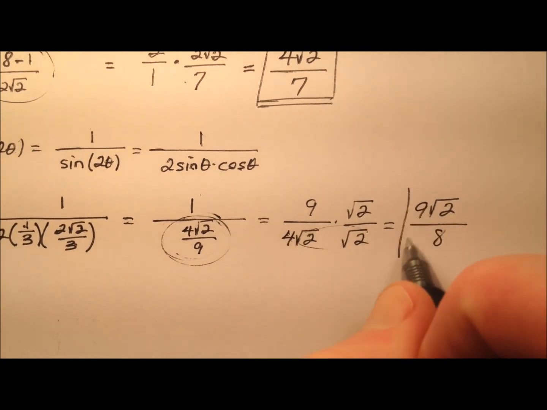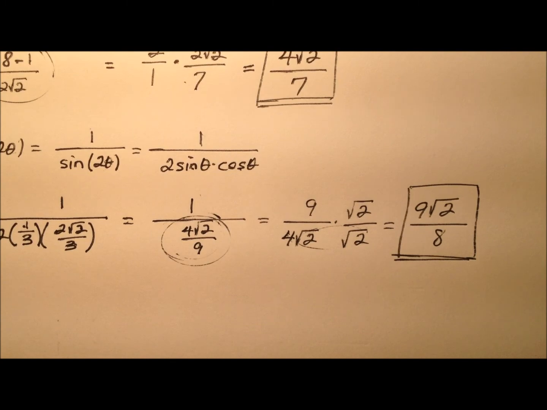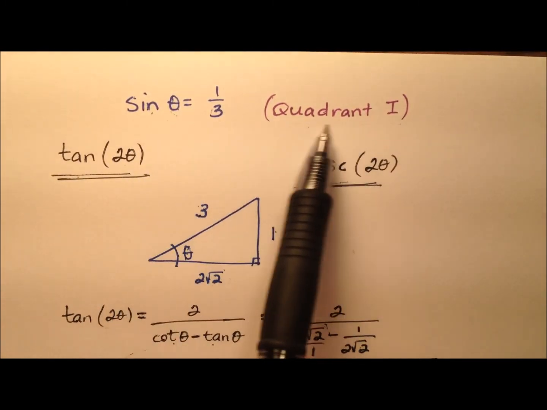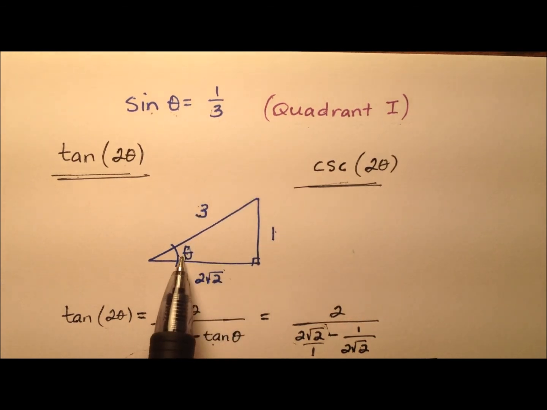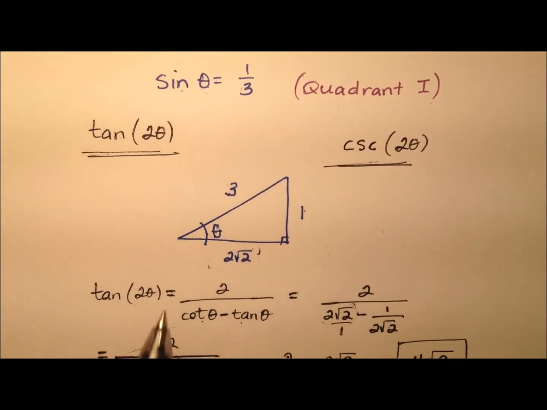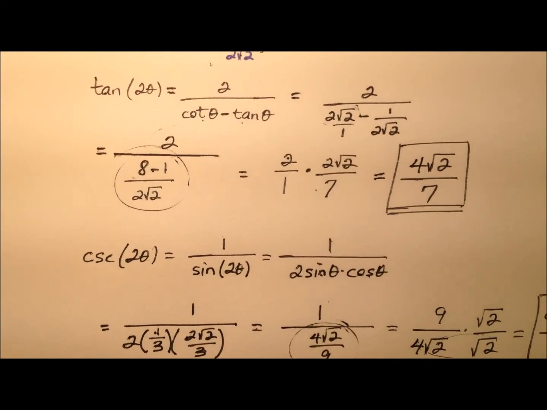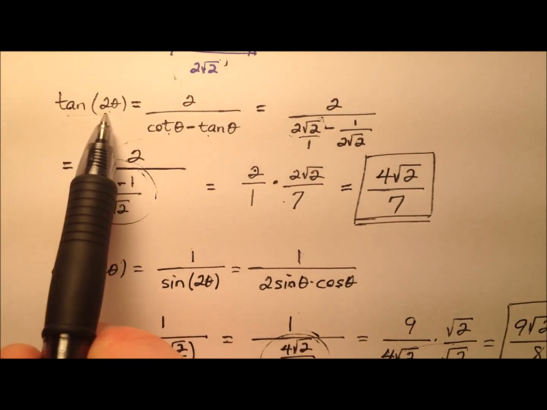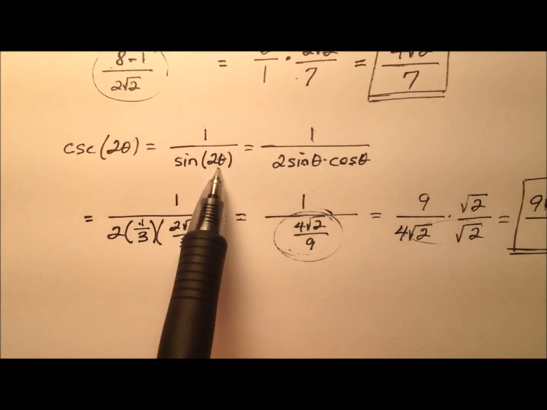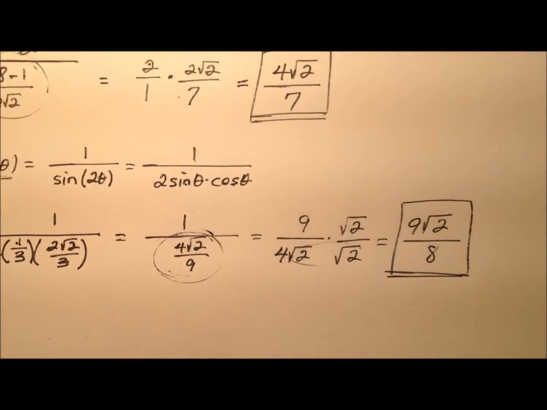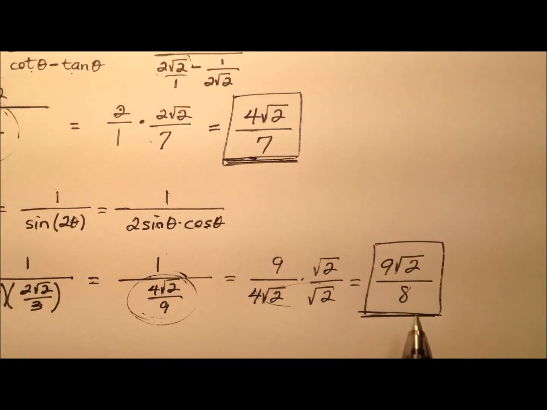So what we saw here we had the sine of some angle theta that was in the first quadrant. We knew it was 1/3. So we built this nice right triangle based on the fact that the sine was 1/3. We found this other side. And after we did that, we were able to find these couple of values. And we did so by using the double angle identity for tangent and the double angle identity for sine, which then we took the reciprocal for the cosecant. So here are those two values respectively.